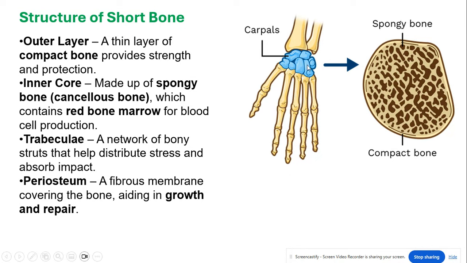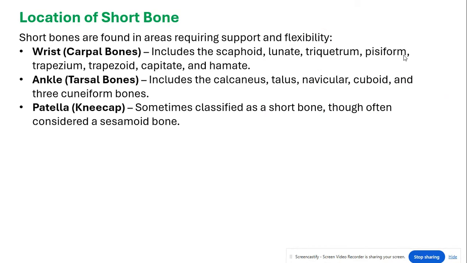All right. So carpals can be considered as short bone, and like I said, they are very important with regards to shock absorbing. So trabeculae right here. All right, location of short bone can be wrist, ankle, patella. All right, short bones are found in areas requiring support and flexibility. Wrist carpal bones include the scaphoid, lunate, triquetrum, pisiform, trapezium, trapezoid, capitate, and hamate.